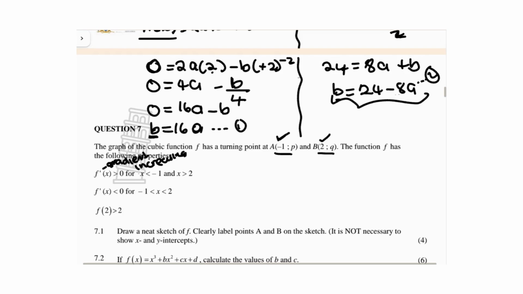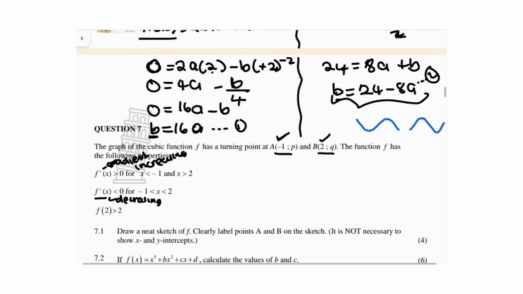And then the gradient is decreasing. So now they say it's less than 0. So f prime x means gradient. Less than 0 means the gradient is what? It is decreasing. So the gradient is negative when x is between -1 and 2, meaning when x is greater than -1 and less than 2. So what they mean here is, because we know the graph of a cubic can either be that or it can either be that.